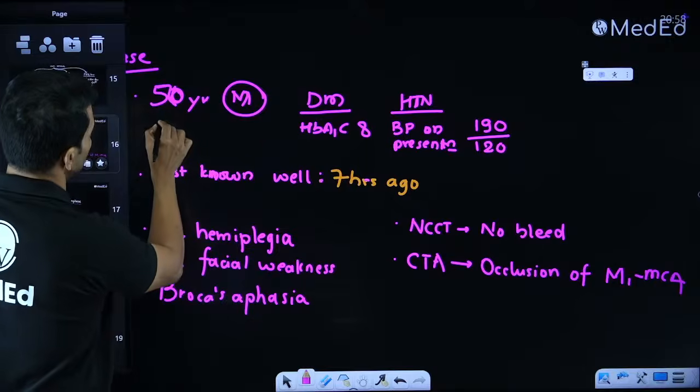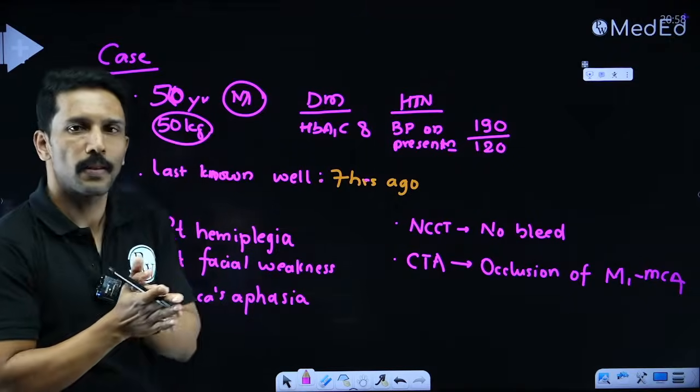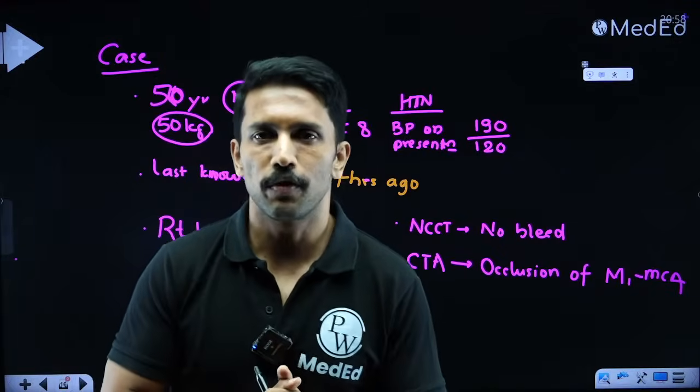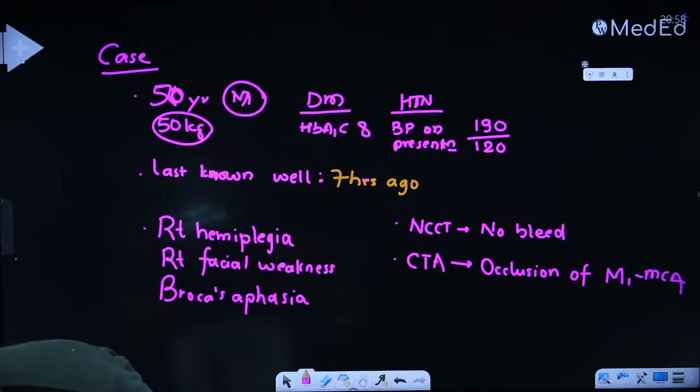I have not mentioned the weight. Let us say he is a 50-year-old and 50 kg. So if he is 50 kg, how much should be the total Alteplase dose for him? 0.9 into 50. That becomes 45 milligrams, right? 45 milligrams.